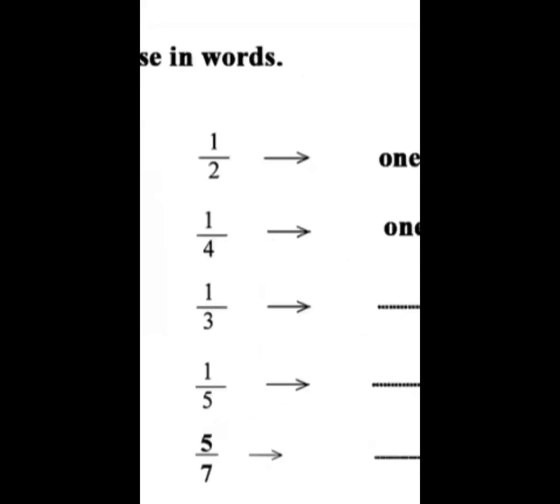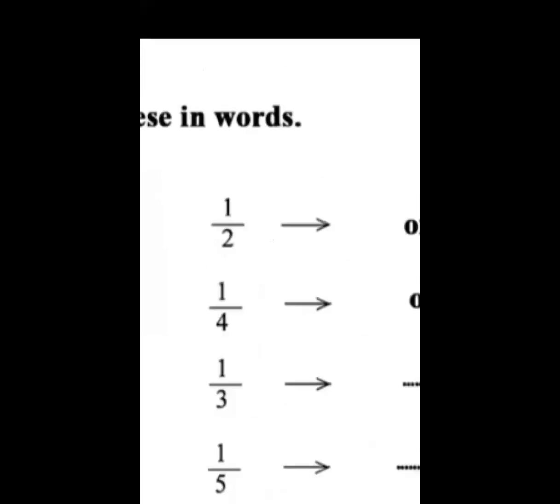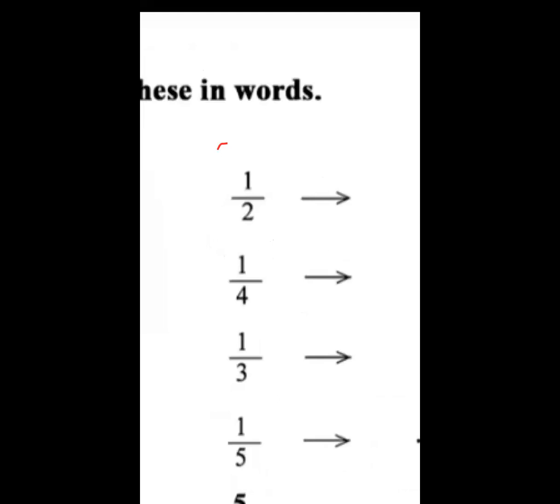Normally, when we have a fraction, we can use the word form to write it. First of all, a fraction means it has 2 parts, no? The upper part and the down part.